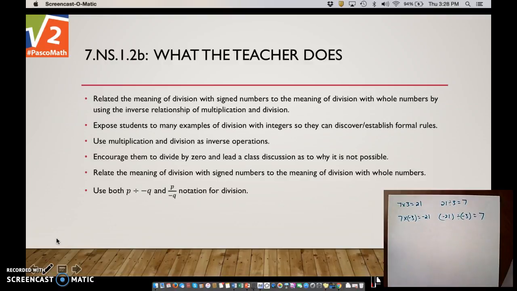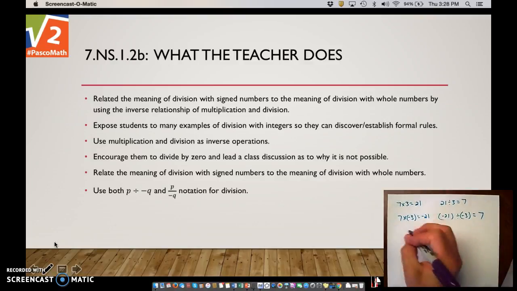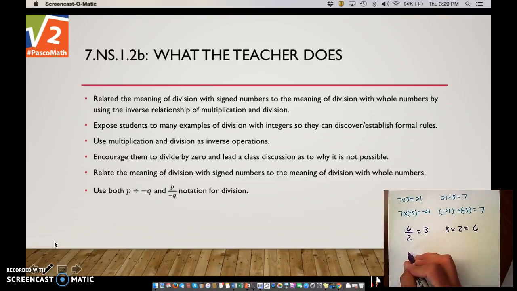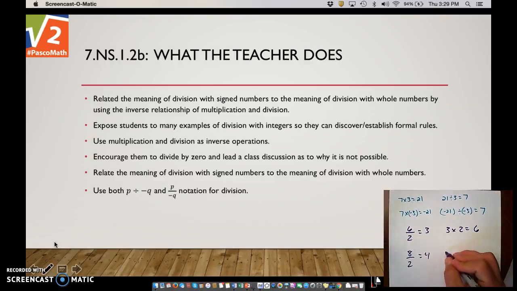I'd also encourage students to divide by 0 and have a class discussion of why it's not possible. We can start with 6 divided by 2 equals 3, and 3 times 2 equals 6. So we're talking about that inverse relationship. And something else like 8 divided by 2 equals 4, and we know 2 times 4 gives us 8.